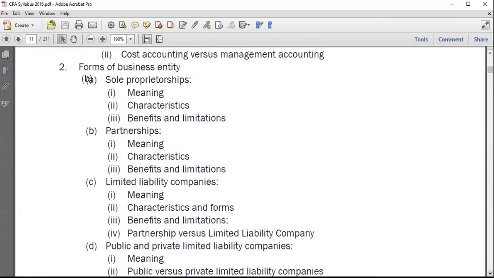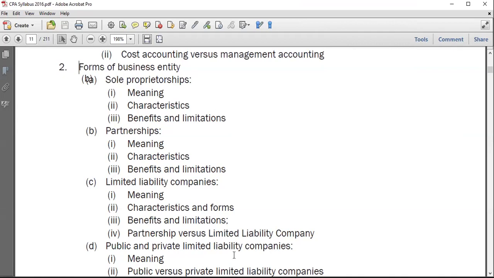And like I said, the reason why you study all these is because you need to understand the entities even before you can prepare accounts for them. You need to understand the dynamics of how it works before you can best prepare accounting information for it.